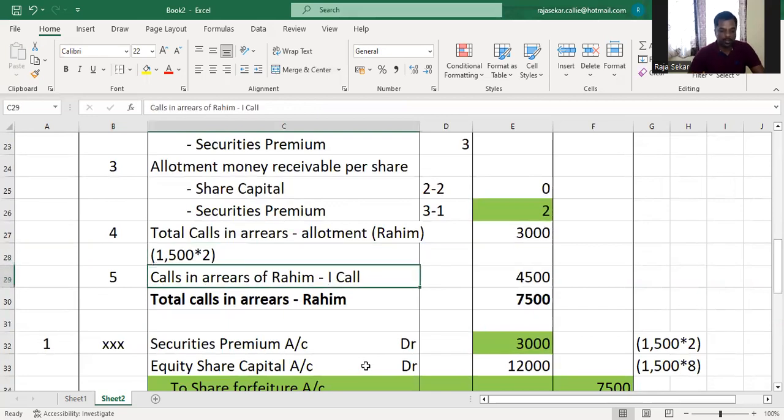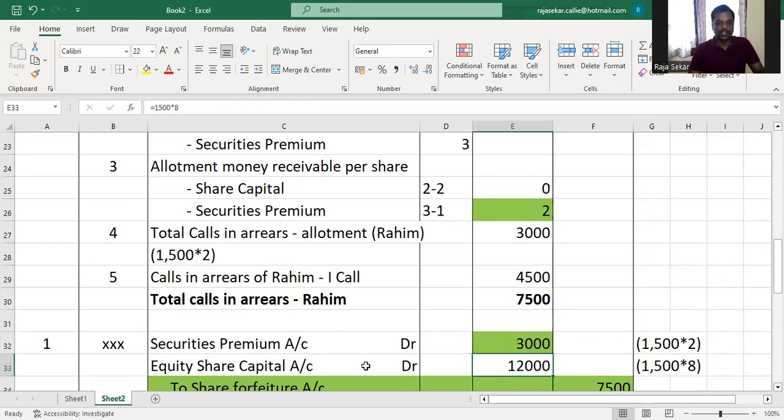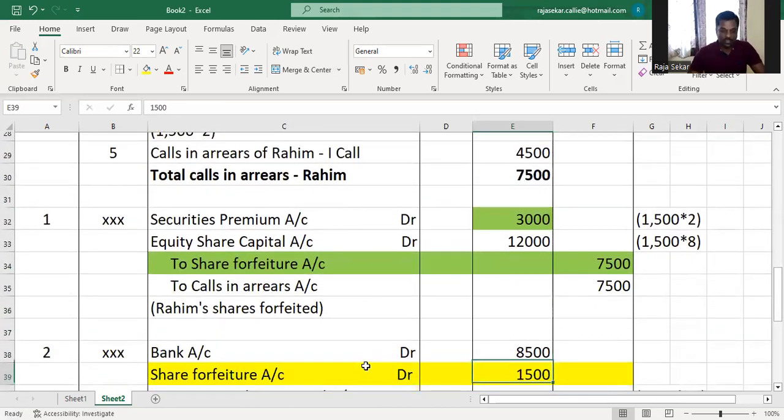So we added the calls in arrears for the first call also and arrived at the total calls in arrears of Rahim. And while solving this working note, we also find out that Rahim has not paid 2 rupees of securities premium along with allotment, but he has paid 1 rupee of premium. If you don't do this working note, you will by mistake multiply 1500 with 3 rupees and write this as 4500, which will make the entire thing wrong. So you have to be careful. You have to do the working note while solving the problem.